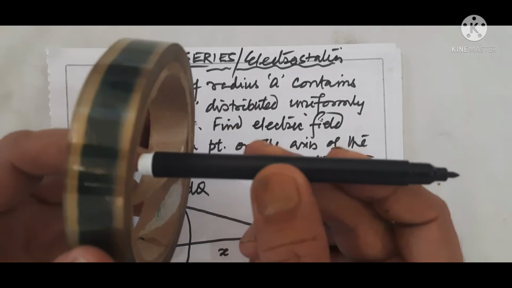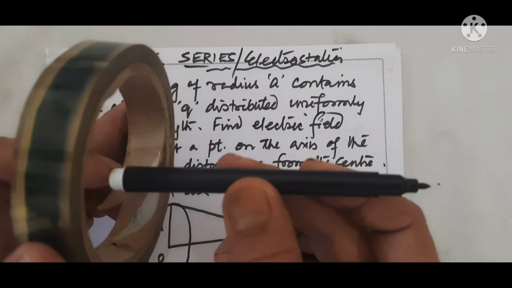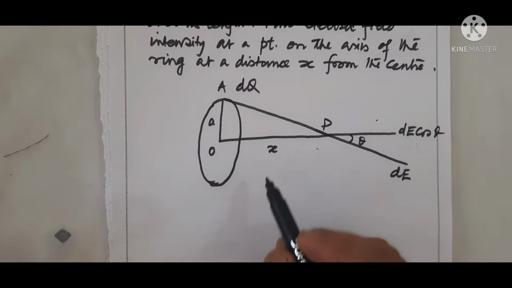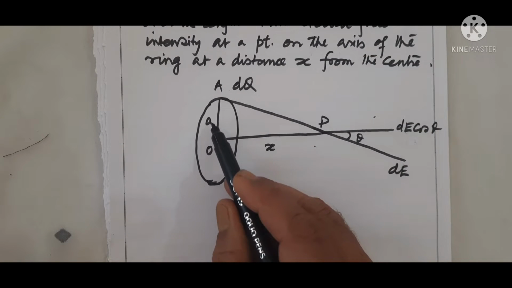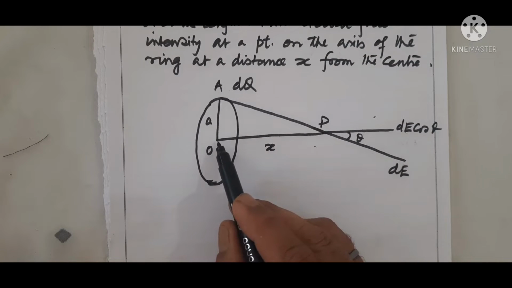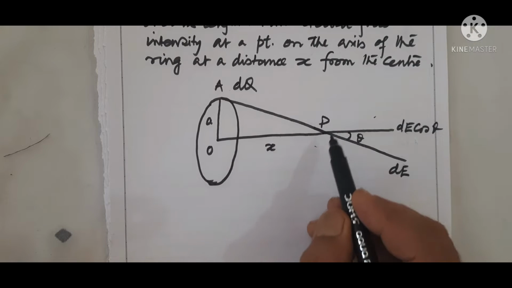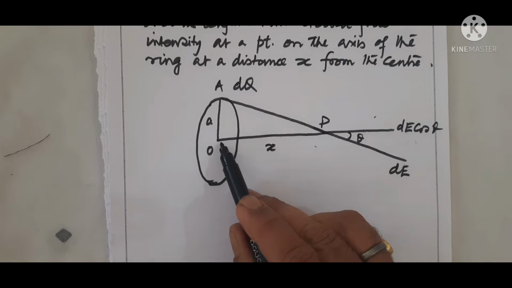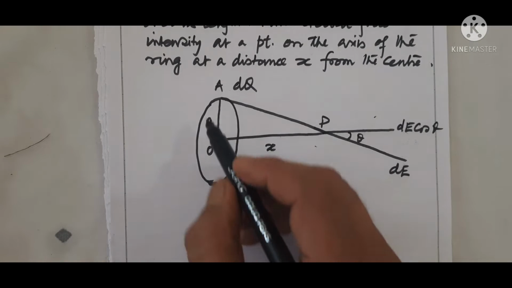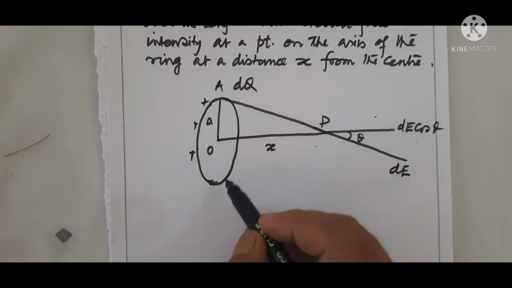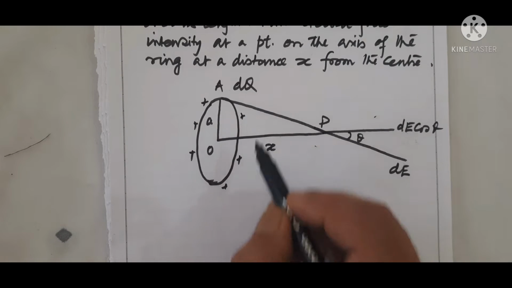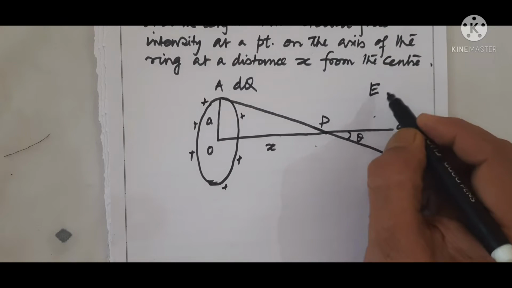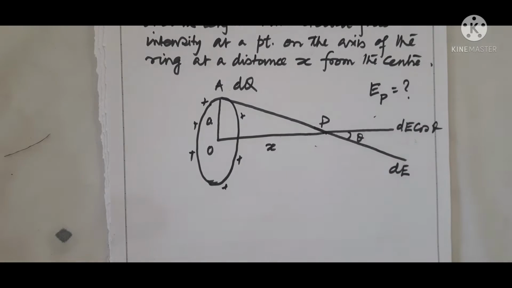Right? This is the way. Now, diagrammatically, how are we going to represent it? This is the diagram, the charged ring, and its radius is a. At a point P we have to find the electric field intensity. P is at a distance x from the center of the charged ring. So at this particular point P, we have to find out that expression for the electric field intensity.